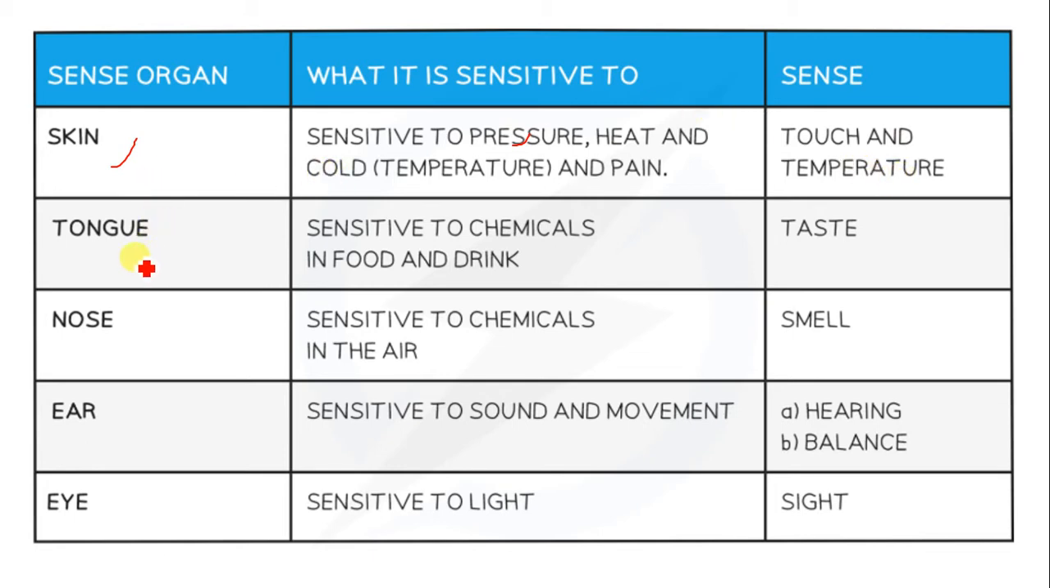Then your tongue is actually sensitive to chemicals and has to do with taste. Your nose is also sensitive to chemicals in the air and it has to do with smell. Your ear is sensitive to sound and movement, and its senses are hearing and balance. And the eye is sensitive to light, which is used for sight.